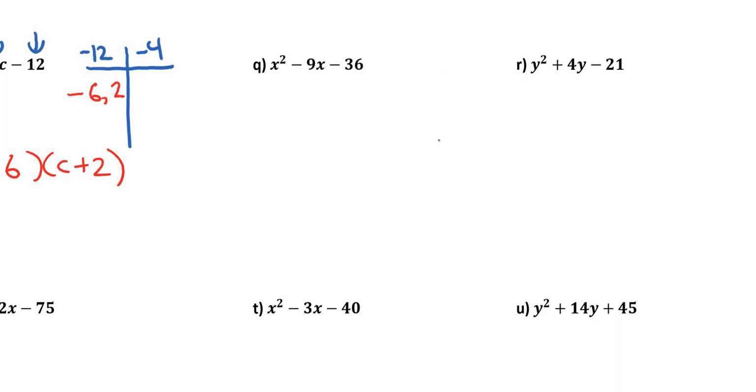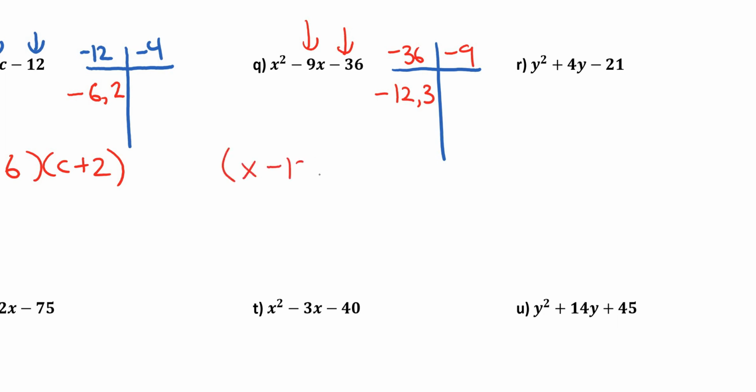All right, the next one here, let's set up a table here. My numbers are negative 36 and negative 9. All right, so two numbers that multiply to negative 36 and add to negative 9. I'm thinking about negative 12 and 3. Yep, that works. So now my final answer would be x minus 12 and x plus 3.